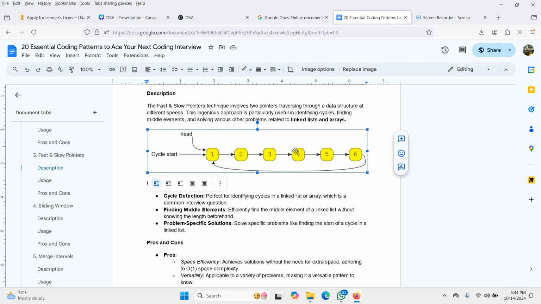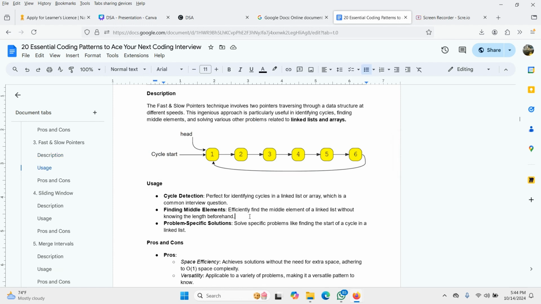Next, what is the use of this? The first usage is cycle detection. Next, it is used for finding the middle element. Next, it is used for problem-specific solutions, like finding the start of a cycle in a linked list.